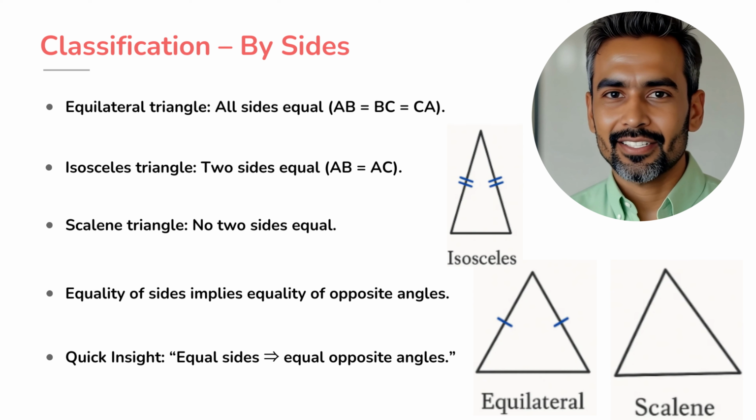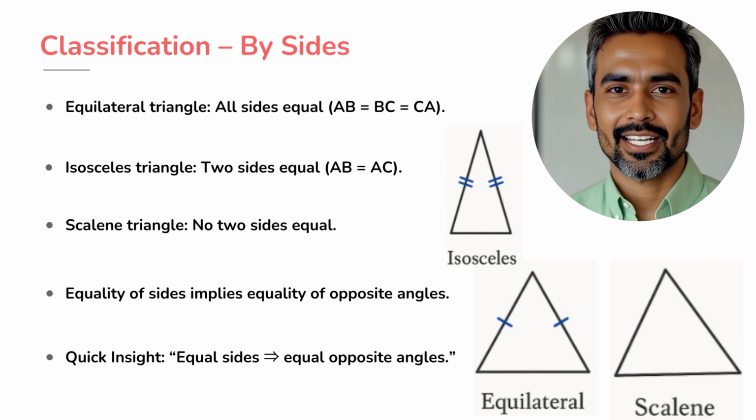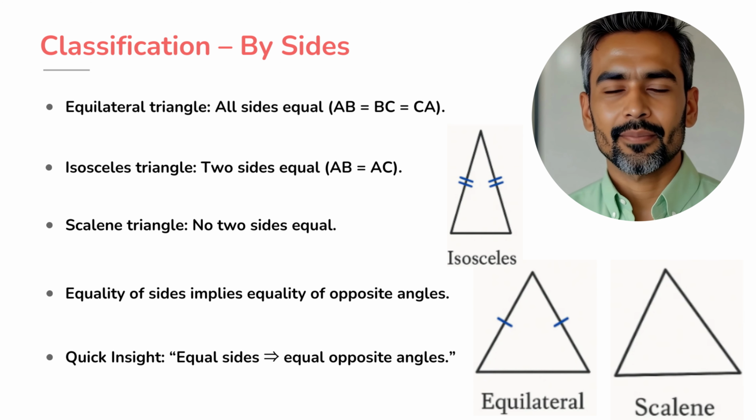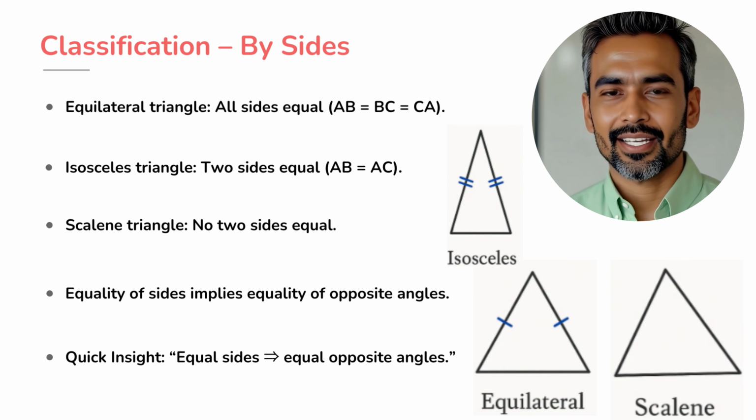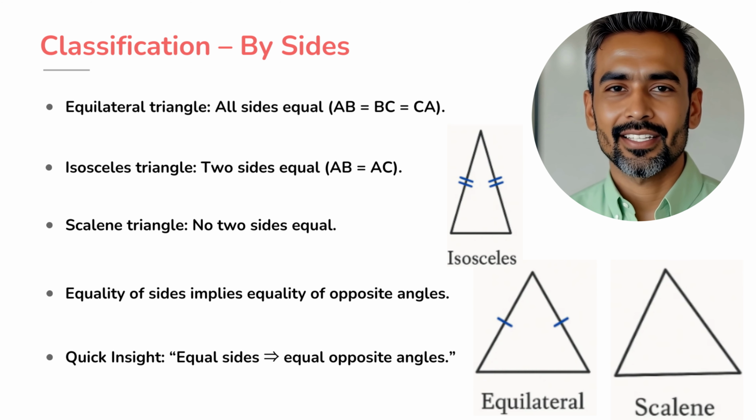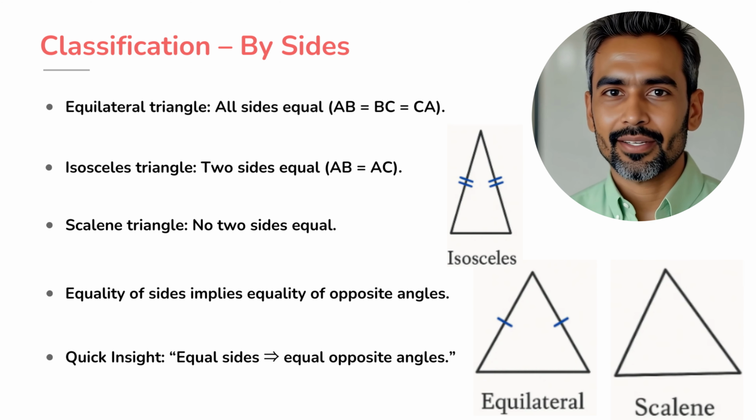Alright, let's classify triangles based on their sides. If all three sides are equal, that's an equilateral triangle. For example, if AB equals BC equals CA, then it's equilateral. And yes, all its angles are 60 degrees. If only two sides are equal, like AB equals AC, we call it an isosceles triangle. The angles opposite the equal sides are also equal.